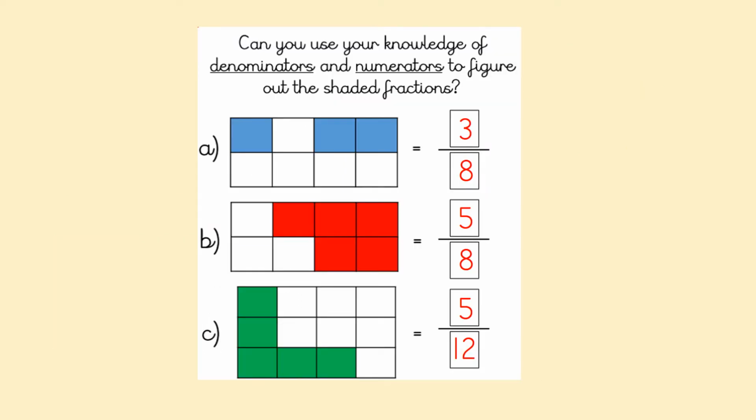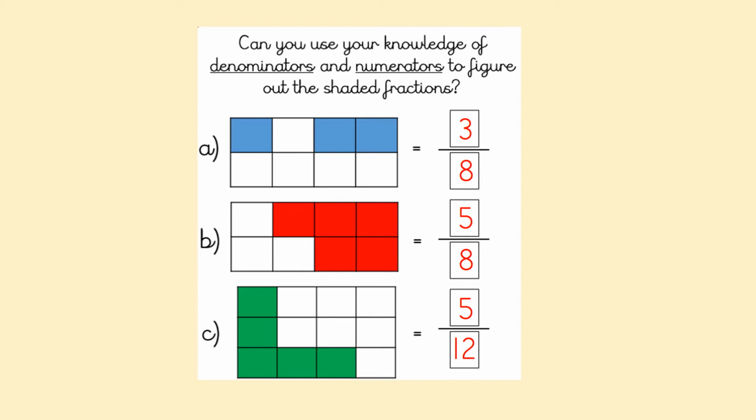You also could have had a go at this one, where you were naming some quite tricky fractions just by using what you know about the denominator on the bottom and the numerator on the top. So for A, the blue shape, that fraction was 3 for the numerator and 8 for the denominator. For B, the red one, we had 5 on top for the numerator because 5 of the squares were shaded in, and 8 on the bottom because there were 8 parts in total.